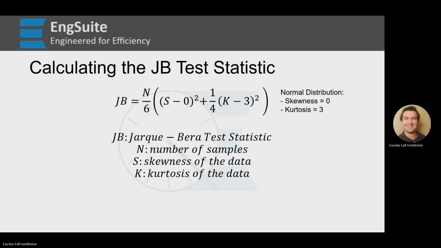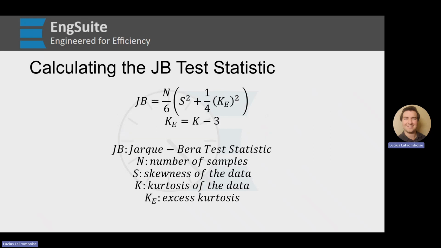Kind of cool. But something that we're going to want to do is, because of the way that we're going to be calculating our kurtosis, we're actually going to be calculating the excess kurtosis already. So we're going to substitute that k minus 3 with k sub e, being the excess kurtosis.